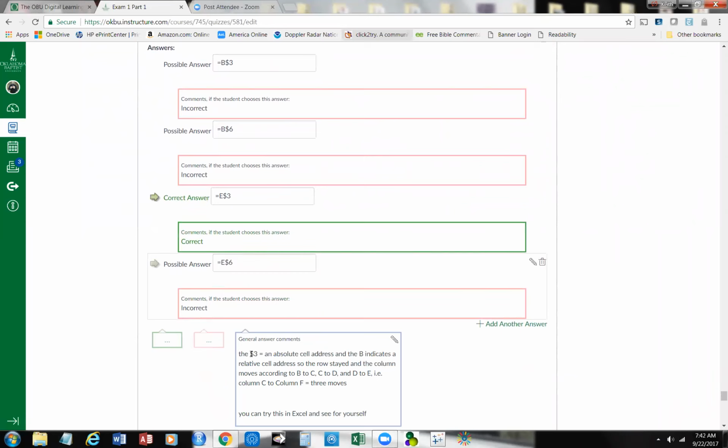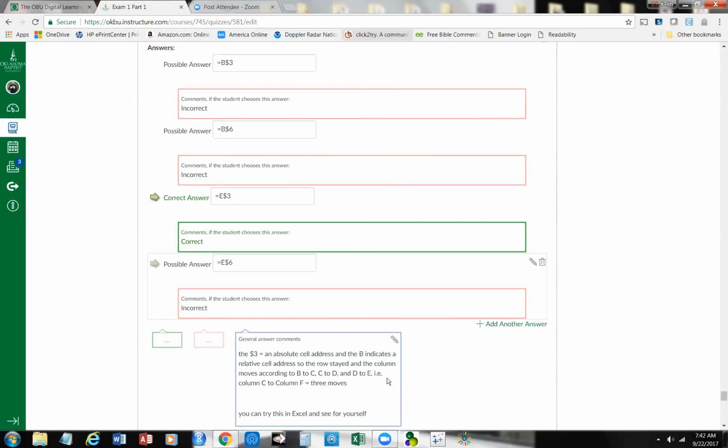The $3 equals an absolute cell address, and B indicates a relative cell address. So the rows stayed the same, but the column moves. So you went from B to C and C to D, and then D to E. In other words, from column C to column F.